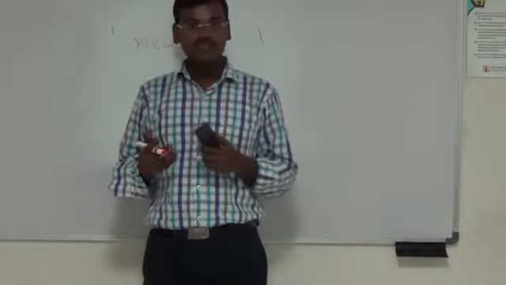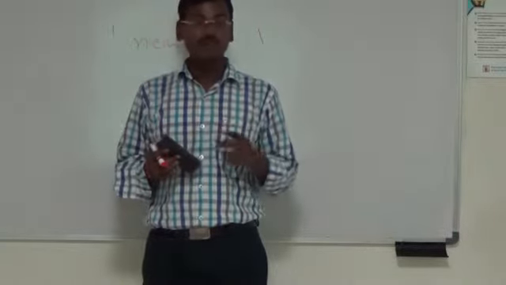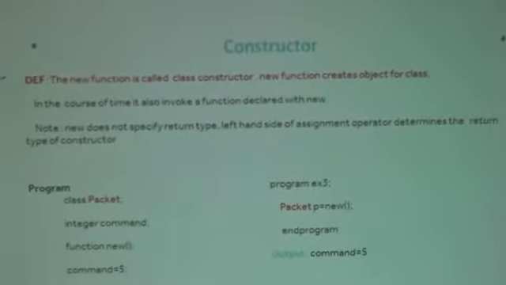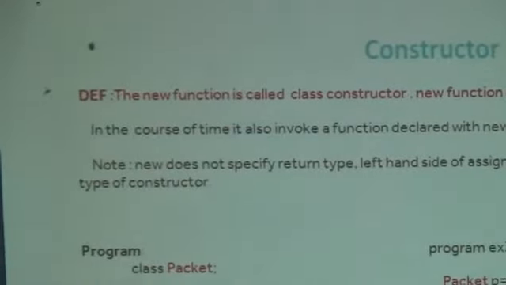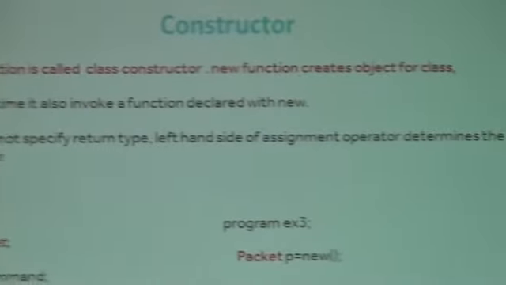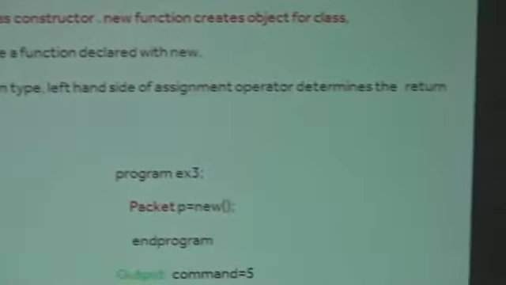Now we will see how it performs both operations at the same time, with an example. Let us see the definition of constructor. The definition of constructor is: the new function is called the class constructor. The new function creates an object for the class.